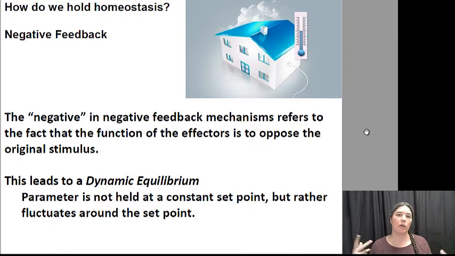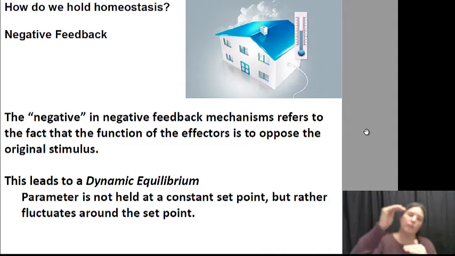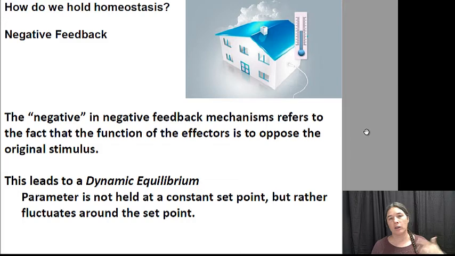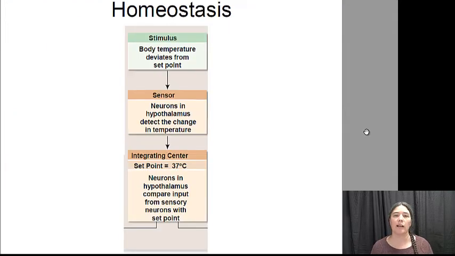This leads to what's called a dynamic equilibrium. So your house is not always exactly 75 degrees. It might be 73, it might be 71. It fluctuates. But whenever you get too far from that set point, either your AC is going to kick on or your heater is going to kick on. It's going to bring it back in that negative feedback cycle, bring it back to that set point again. Okay?